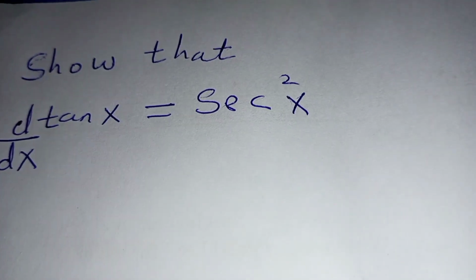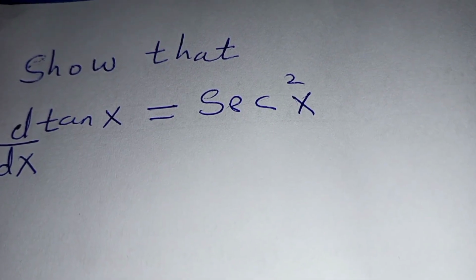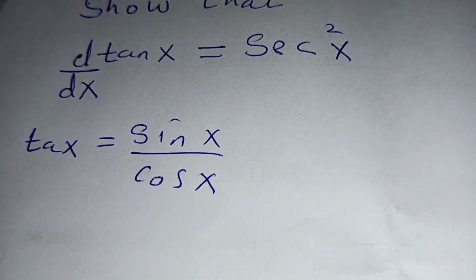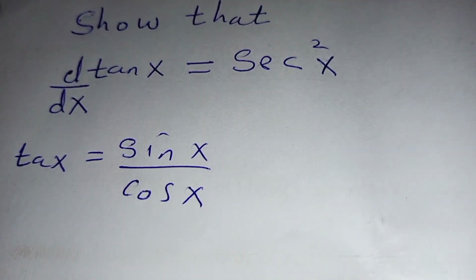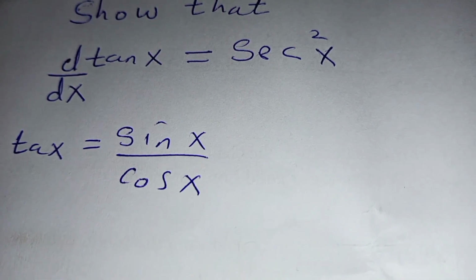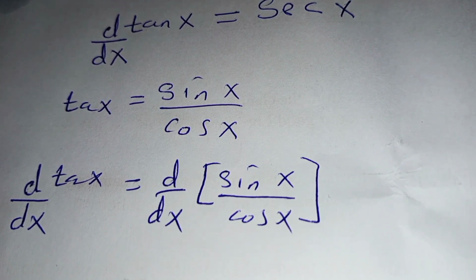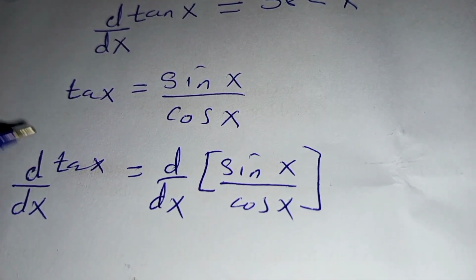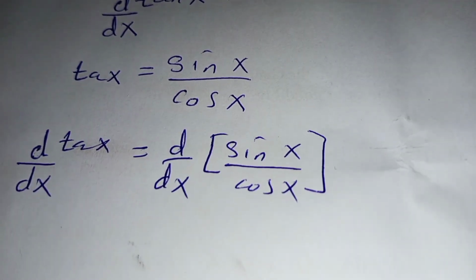In this video, you are going to show that the derivative of tan x is equal to sec squared x. So tan x is equivalent to sin x divided by cos x. So to differentiate, we are going to have this. The derivative of tan of x is the same as the derivative of sin of x divided by cos of x.